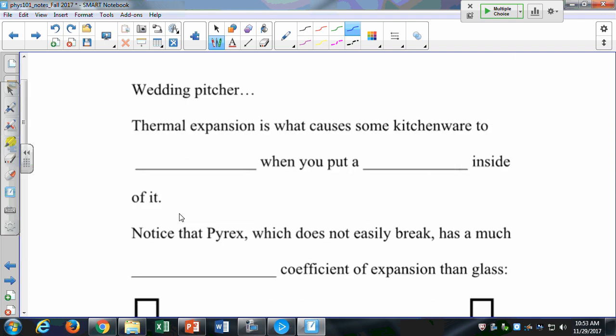Okay, let's see. Oh, wedding picture. So we got this wedding picture when we got married 15 years ago. We were married 15 years in January. But we got this wedding picture that was made out of crystal. It was a nice picture.